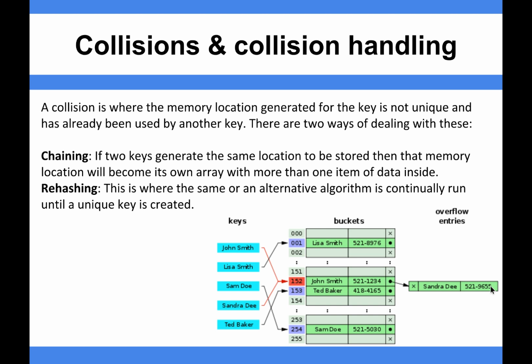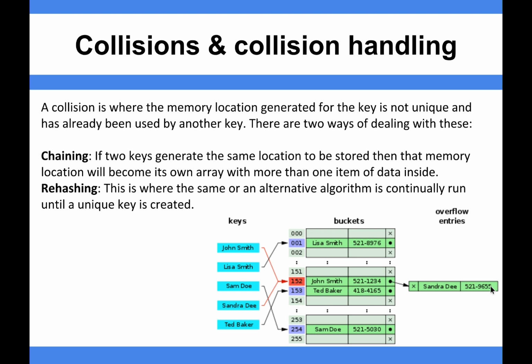John Smith as a key got generated to be memory location 152, and then later on Sandra D came up with the same memory location. This can happen. It's a really common error with hash tables, and it's known as a collision. And there's two kind of things you can do with this. So you can either chain.